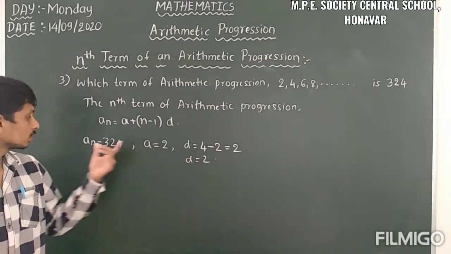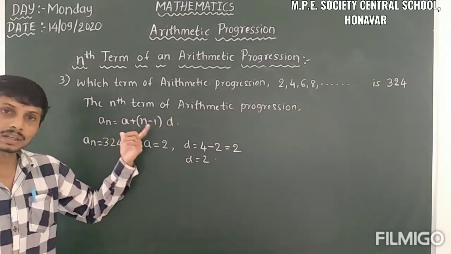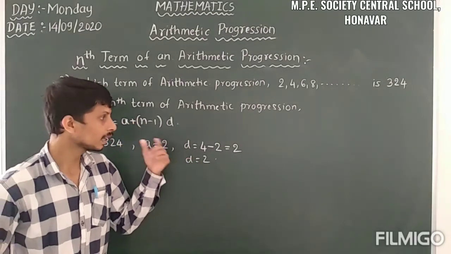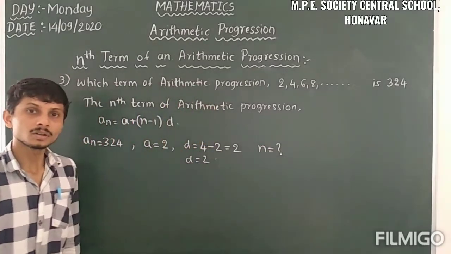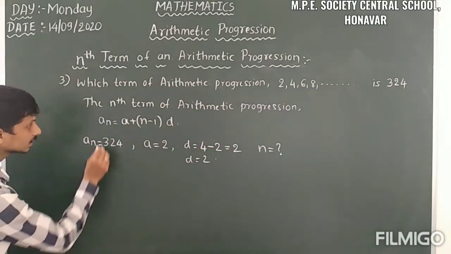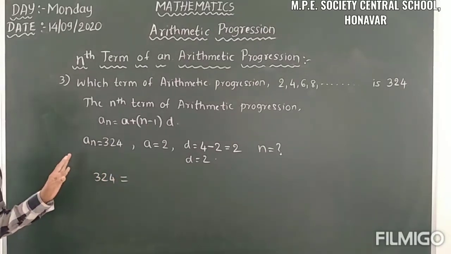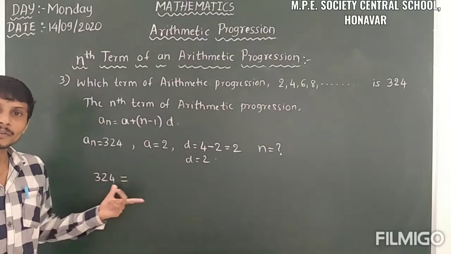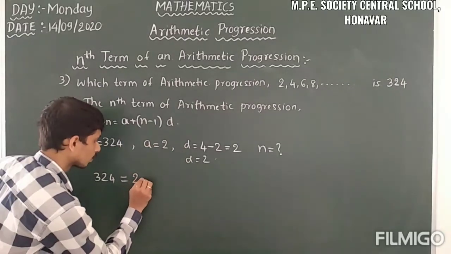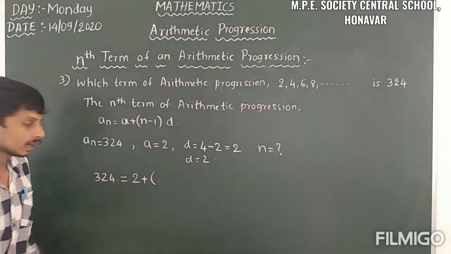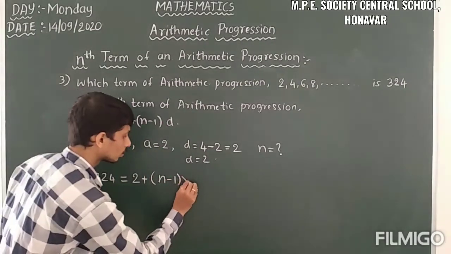Then we have to substitute the values of A and D into the formula for the nth term of an AP, and after that find the value of n. Firstly we insert all the values. In the place of an we write 324 here, since we have to find the value of n. Then a is equal to 2. We don't know n, that's why we write n minus 1. D is equal to 2.